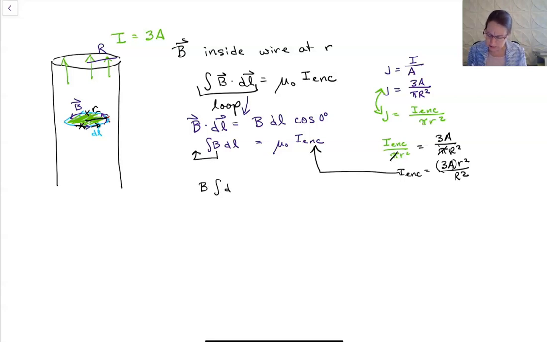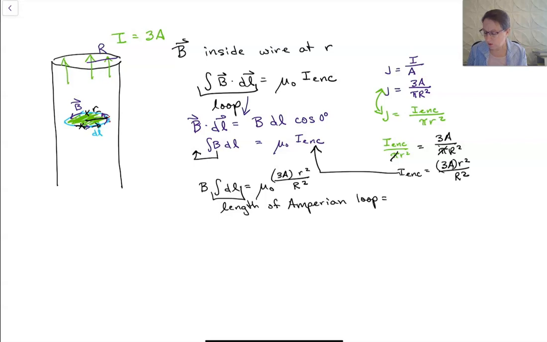So I've got B integral dl is equal to mu naught times 3 amps, or whatever current we have, times little r squared over capital R squared, and this integral of dl is just the length of the loop, the length of our Amperian loop.